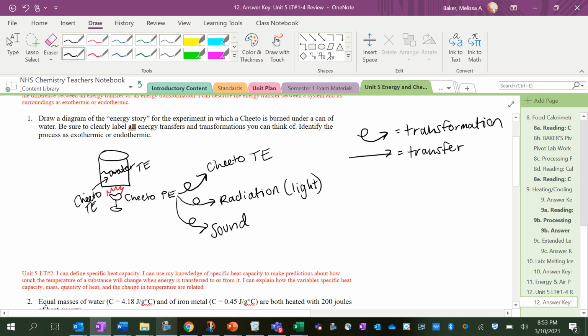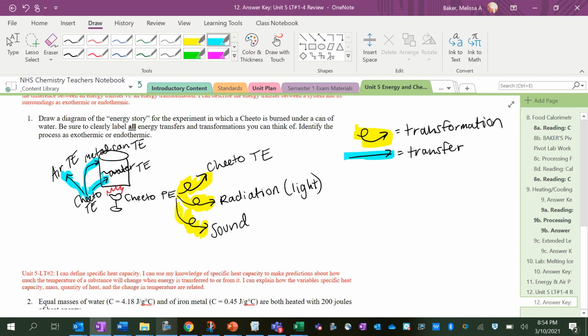Okay, and then some of that Cheeto's thermal energy escapes to the air. And some of it goes to the can itself. So I was going to say metal can thermal energy. So just to kind of show these in color, we've got a few different transformations we can point out, and then we've also got some different transfers. We hope that most of the thermal energy is going to the water, and yet there's definitely some that's escaping.